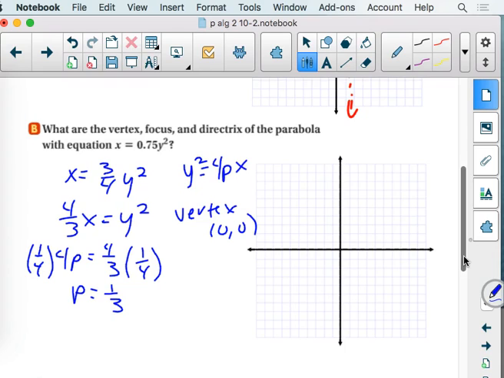Has to go to the right. Y squared is right and left. We don't see any negatives in here, so it's going to go to the right. So here's our vertex. And then we figure out, okay, well, P was 1/3. This is going to be really, really close here.